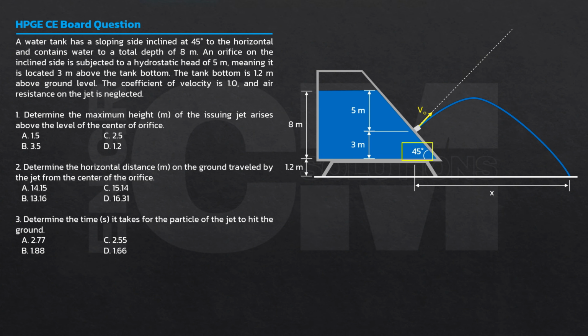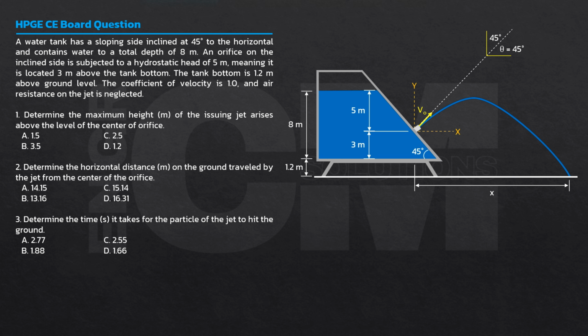If this is 45 degrees, these are two perpendicular lines. So there is no problem since it is 45 degrees. Therefore, that line is also 45 degrees. In the formula in dynamics, this is about projectile motion. This is the origin in the formula. Where our flow starts, that will be our origin. The flow starts at the orifice. That is why this is your X, this is Y.